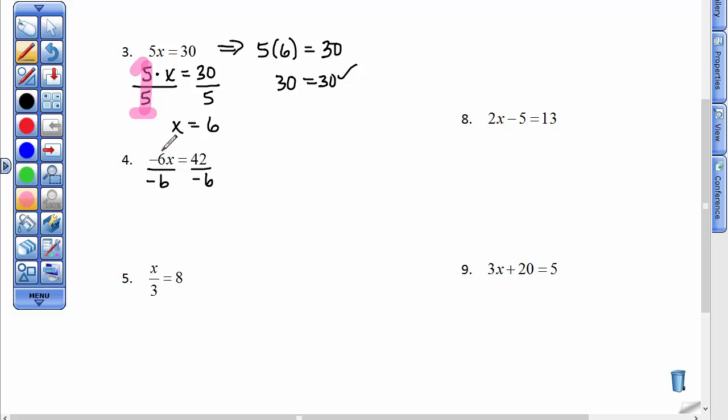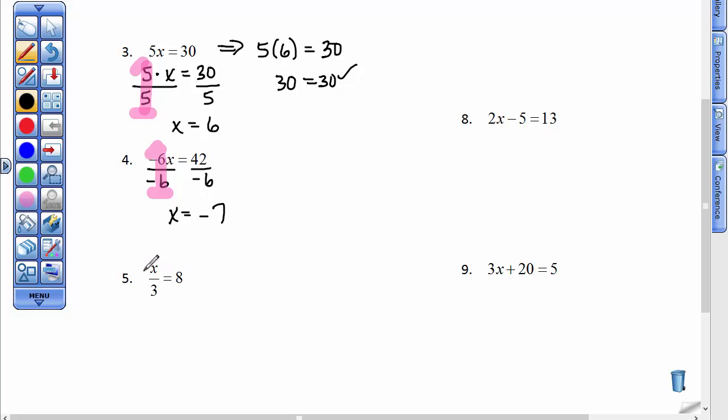Again, multiplying by a -1/6, but this right here becomes just a 1. A -6 divided by a -6 is a +1x, and 42 divided by a -6 is a -7. Now look at this next one. It's x divided by 3 equals 8.